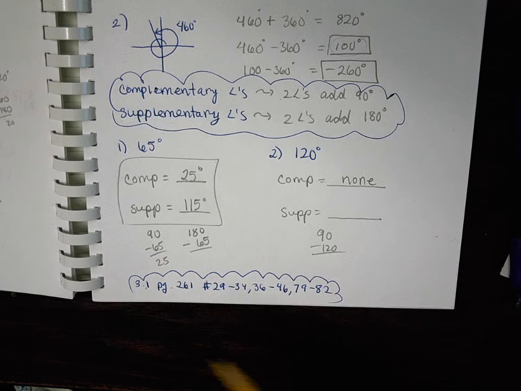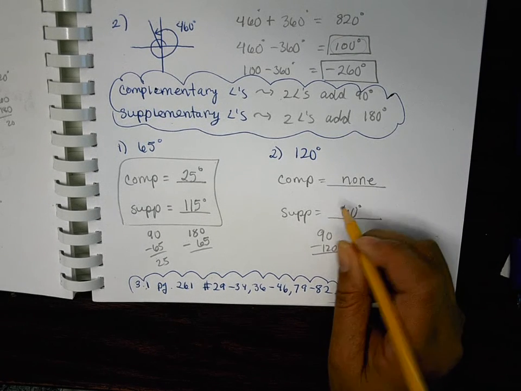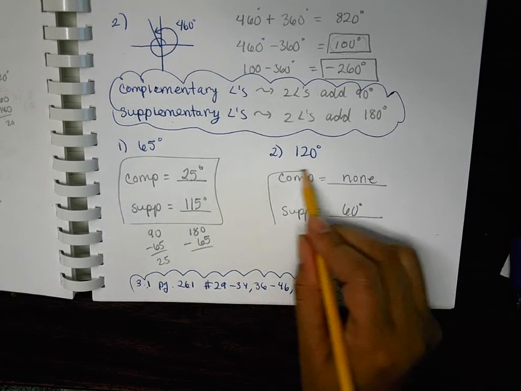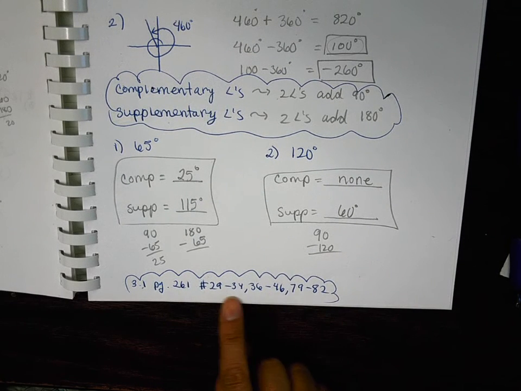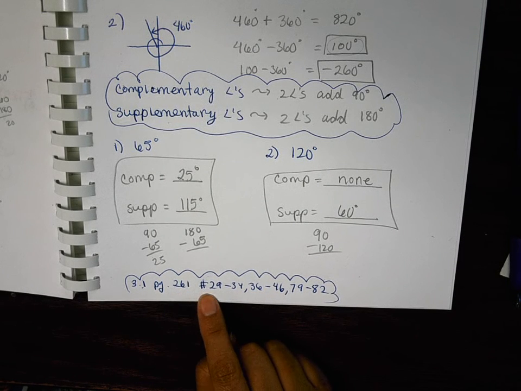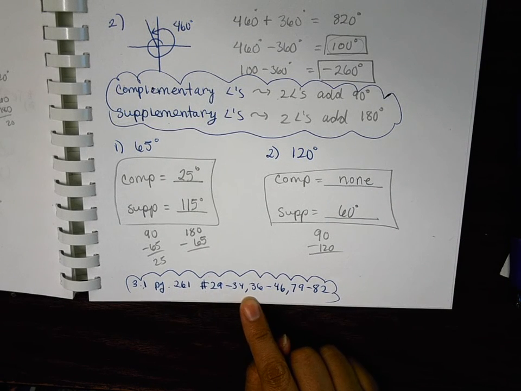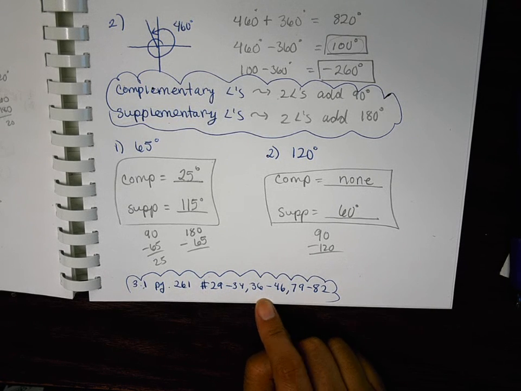All right, what's the supplementary, those of you that have it? 60. All right, questions? Did everybody write the assignment down? What book page? 261, numbers 29 through 34, 36 through 46, 79 through 82.